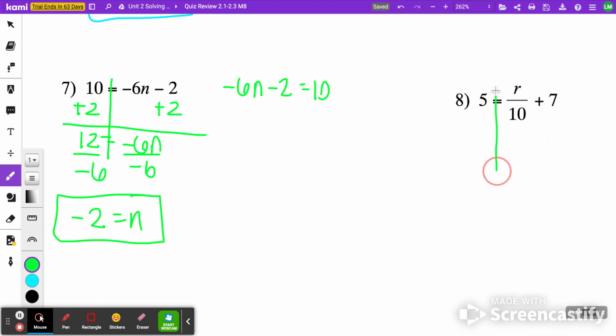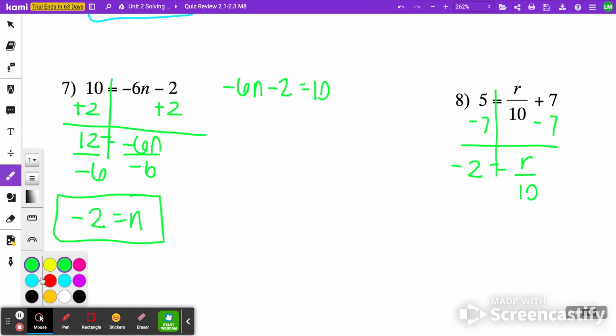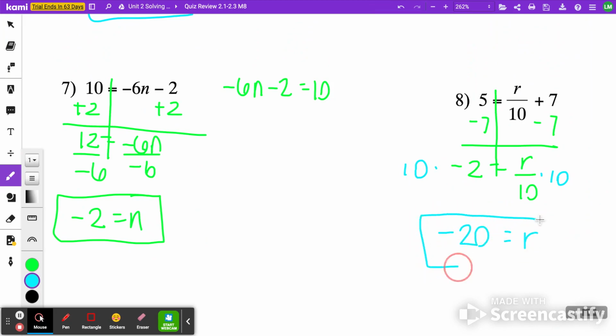For number 8, I am subtracting 7 from both sides first, so I get -2 is equal to r divided by 10. Finally, I should be multiplying both sides by 10 to find my answer. So 10 times -2 is -20, so -20 is equal to r.